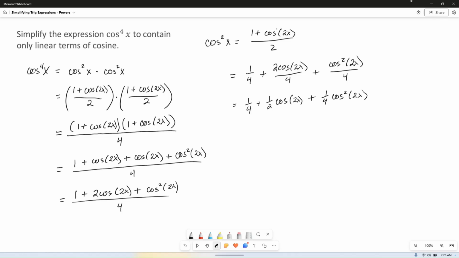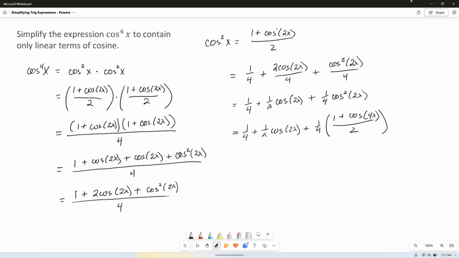So again, the first two terms, the 1/4 plus the 1/2 cosine of 2x, those two are already done. It's a constant and then a linear term of cosine. I just need to take this 1/4 cosine squared of 2x and reduce its power. And I can do that using the same formula. So we're going to have 1/4 plus 1/2 cosine of 2x plus 1/4 times 1 plus cosine of 4x all over 2.